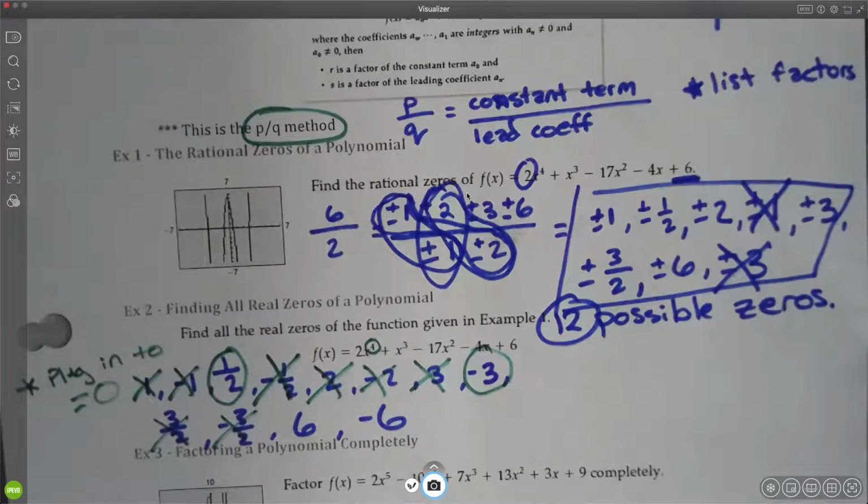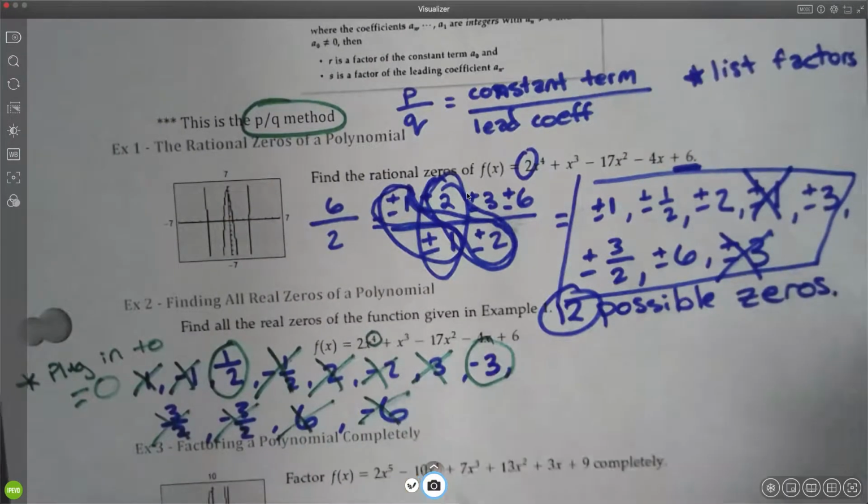Neither of the 6s work? You're sure? Did any of the ones work? I know the negative one doesn't. I know the positive one doesn't. Are you sure? Yeah. None of those work. Find all real zeros.